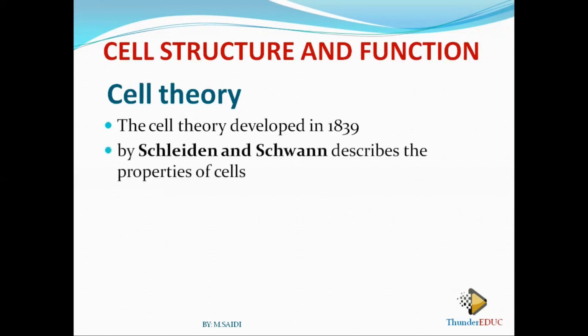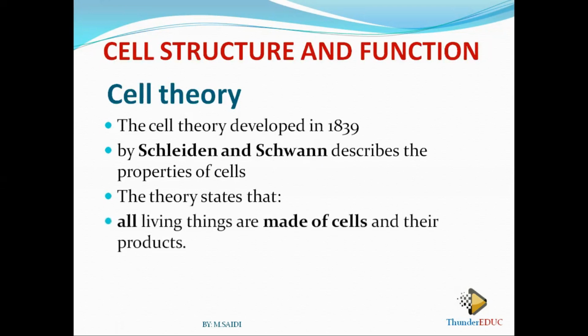Schleiden and Schwann discovered the structure of the cell, so they brought up the properties of the cell. They say that, number one, all living things are made up of cells. So all living organisms are made up of cells. They're made up of small blocks.